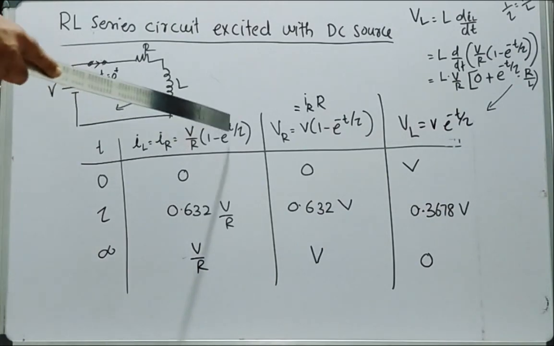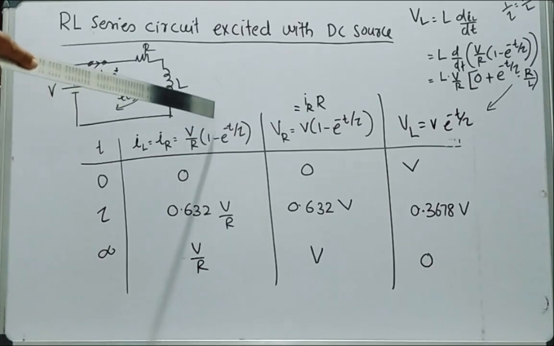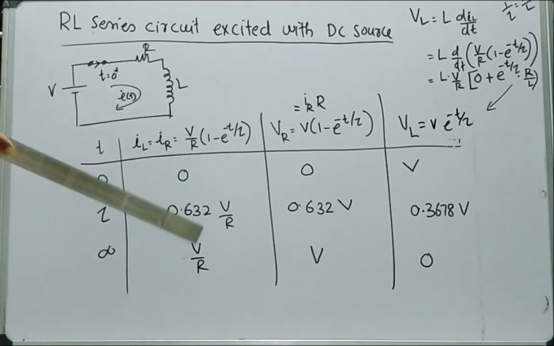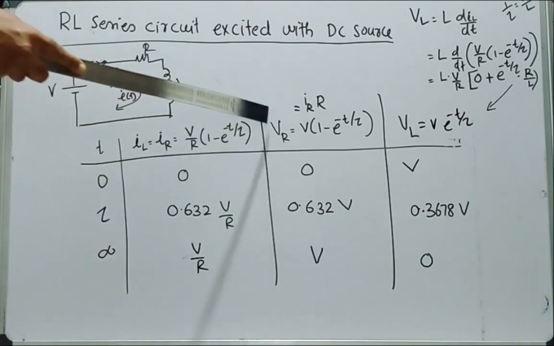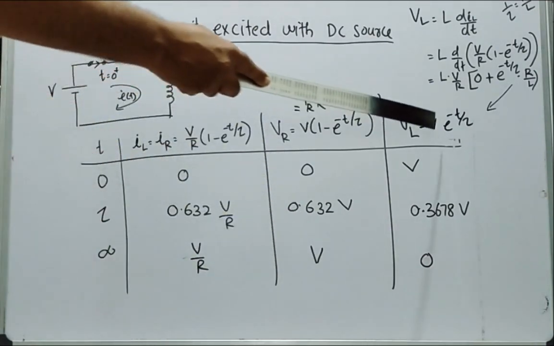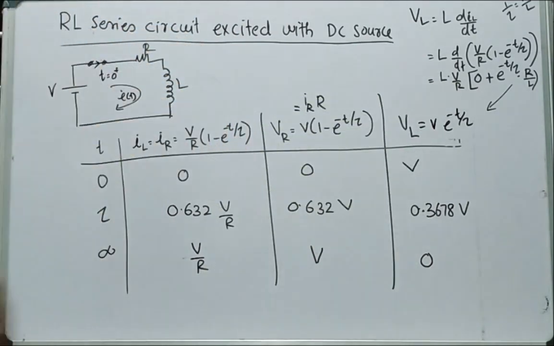Now we can substitute t is equal to infinity. Here V by R into 1 minus e raised to minus infinity is coming. E raised to minus infinity is equal to 0. Therefore, this equation becomes V by R. Similarly, VR becomes V. In this case, e raised to minus infinity is 0. Therefore, VL is equal to 0.